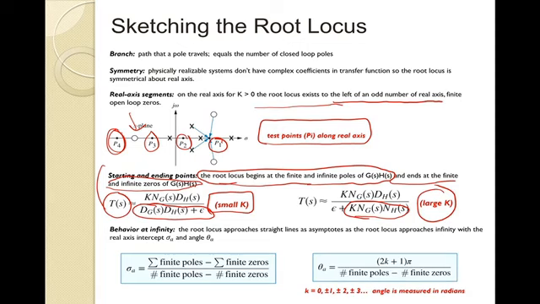And then the next characteristic is the behavior at infinity. The root locus approaches straight lines as asymptotes as the root locus approaches infinity, with the real axis intercept sigma sub a, and the angle theta sub a. Sigma sub a is the real axis intercept. It's the sum of the finite poles minus the sum of the finite zeros, divided by the total number of poles minus the total number of zeros. The example we're going to work on the next slide will bring this to life a little more.